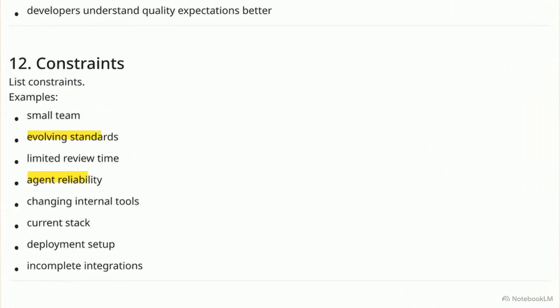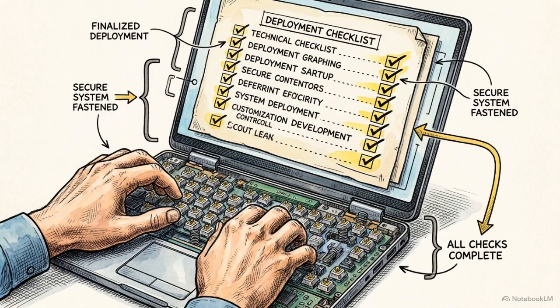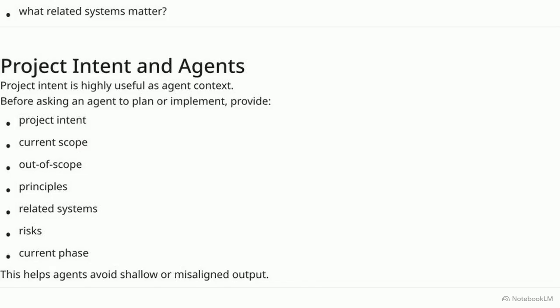Identifying hazards like evolving standards or agent reliability upfront keeps everyone alert. Together, these guardrails transform a brittle project plan into a resilient operational system, firmly securing human responsibility over the final quality of the product.